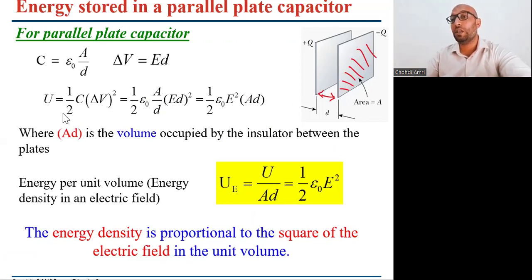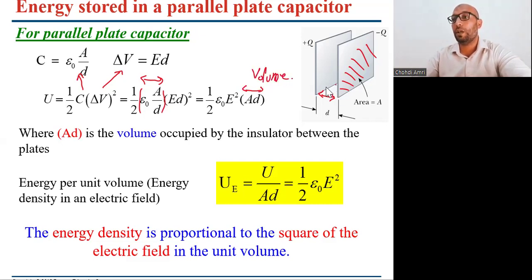Recall that the potential energy is equal to half of C delta V squared. If we substitute C by the expression epsilon naught A over D, and the potential difference by ED, we're going to get half of epsilon naught A over D, which is the capacitance, multiplied by ED squared, which is the potential difference squared. Here we can simplify by D, and we get half of epsilon naught E squared multiplied by the area of the plate of the capacitor and the distance between the two parallel plates. Area multiplied by distance gives a volume.